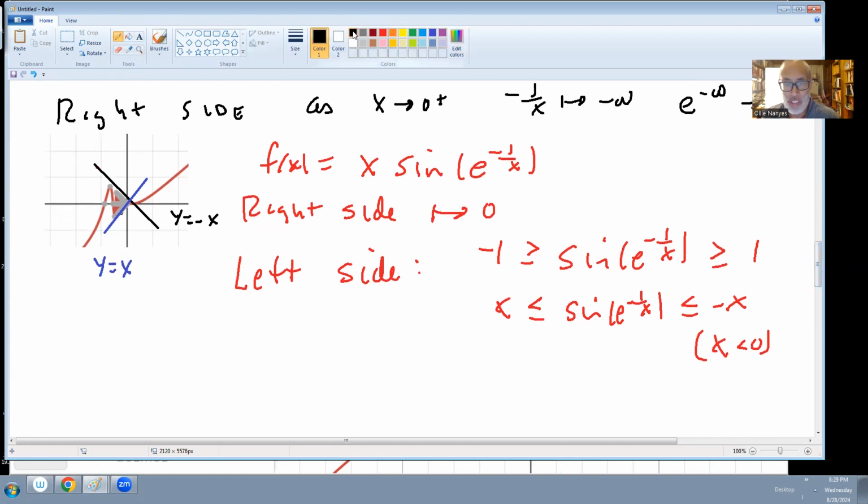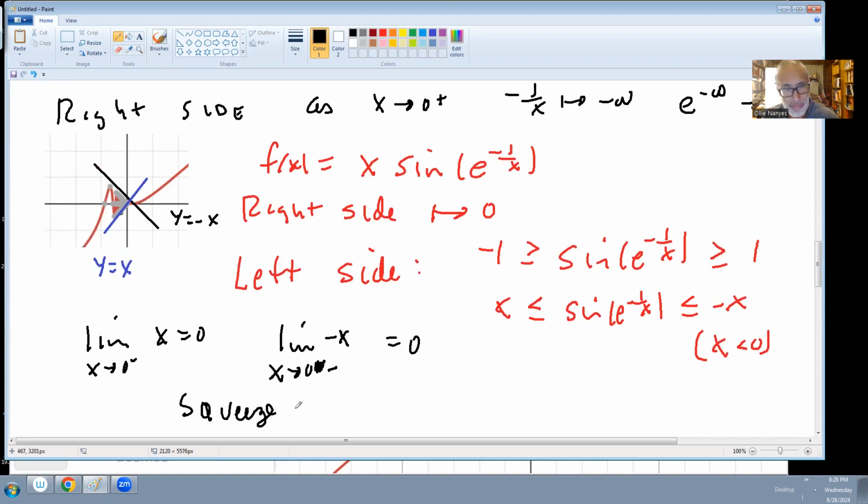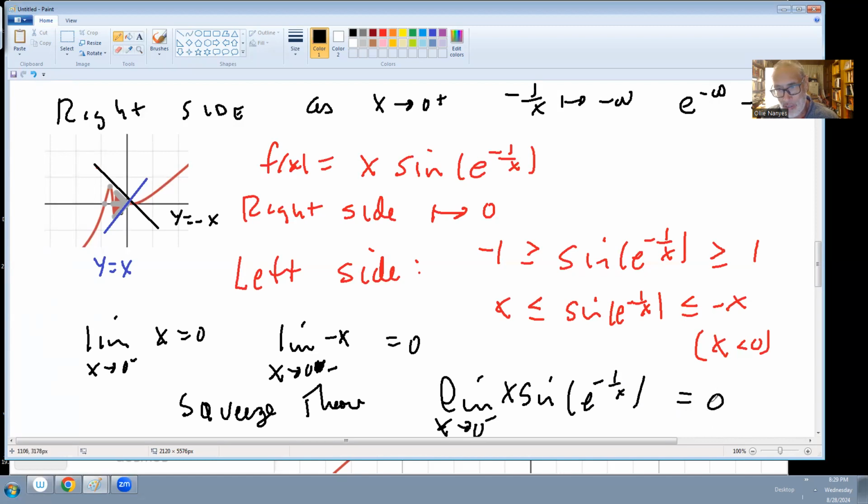And then we can finish this up. You notice that the limit as x approaches 0 from the left of x is 0. The limit as x approaches 0 from the left of minus x is also 0. So by the squeeze theorem, the limit as x approaches 0 from the left of x sine of e to the minus 1 over x is also 0.